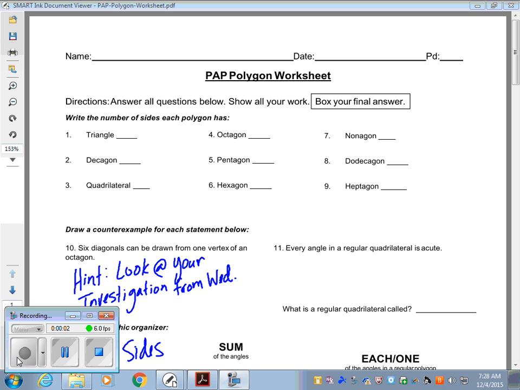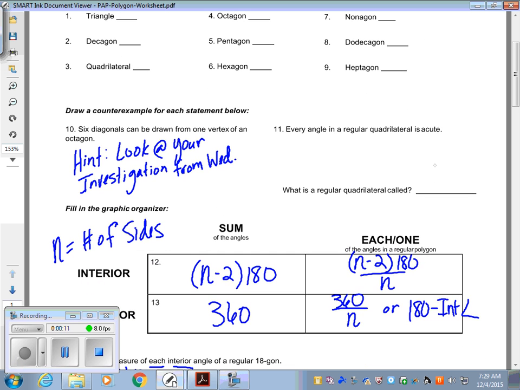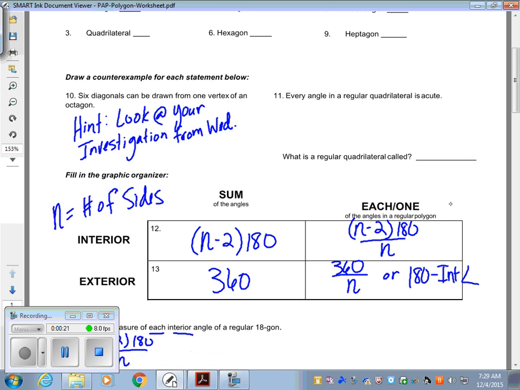Okay, due at the end of the period is this worksheet. I know you can take care of 1 through 9, so I'm not really going to address that. I do want you to do some problem solving. Your hint for 10 is look at your investigation from Wednesday when you drew your diagonals, and I believe you did this one, so there's a counterexample on that sheet. And do some thinking, some problem solving.